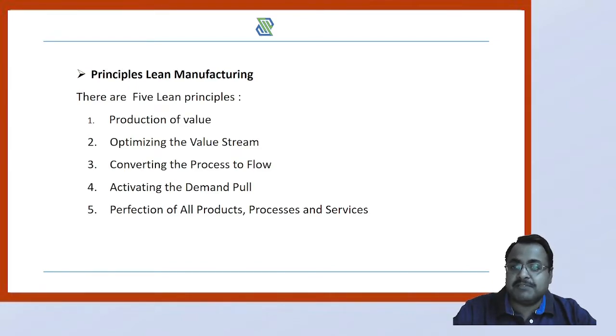Principles of lean manufacturing. There are 5 lean manufacturing principles: production of value, optimizing the value stream, converting the process to flow, activating the demand pull, and perfection of all products, processes, and services. These 5 are the fundamental principles of the lean manufacturing process.